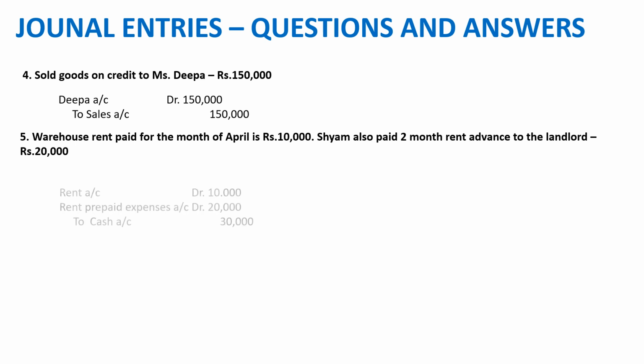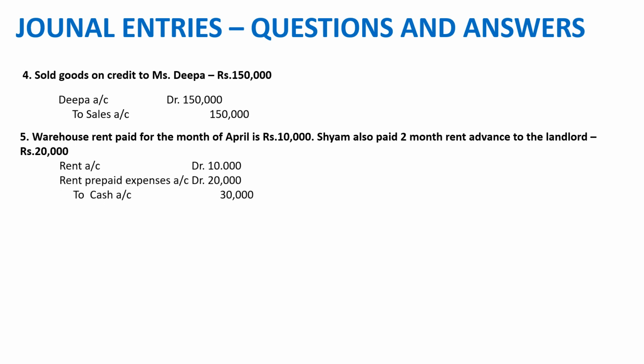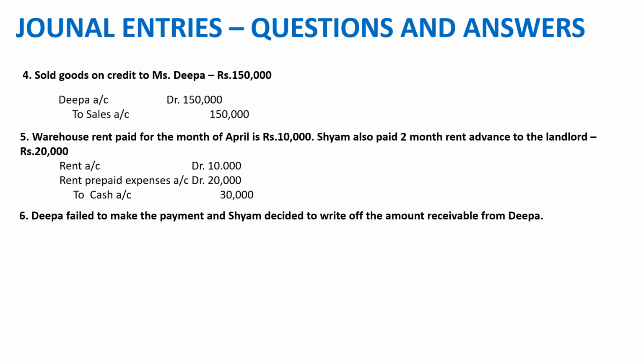So what is the accounting entry here? Rent account debited 10,000, prepaid rent expenses debited 20,000 to cash 30,000. Next transaction. Deepa failed to make the payment and Sam decided to write off the amount receivable from Deepa, right? So what was the amount receivable from Deepa? That is 1.5 lakh rupees.